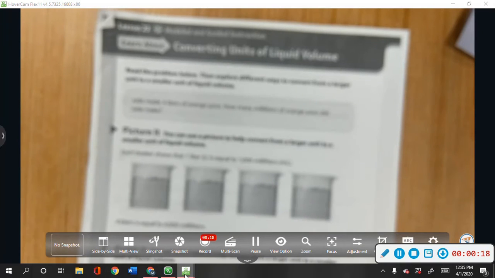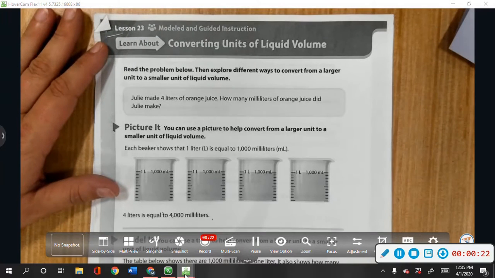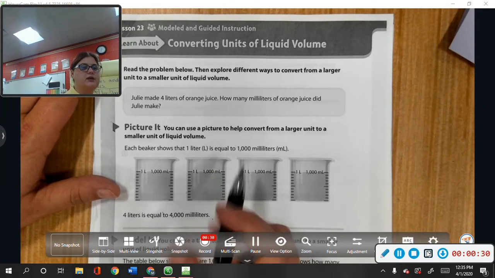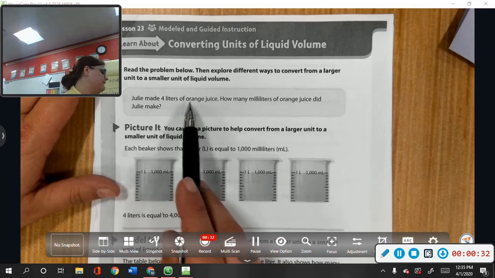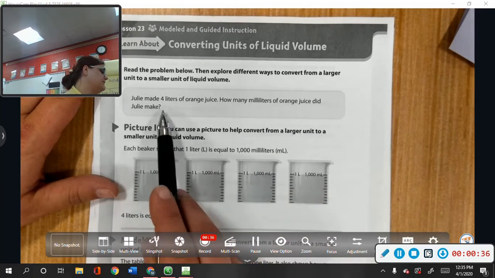Okay, so our top question says, Julie... see, even here, the document camera doesn't like me. Alright, let's do this. Julie made 4 liters of orange juice. How many milliliters of orange juice did Julie make?